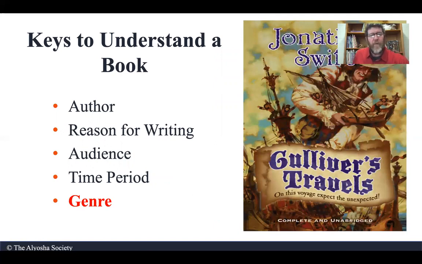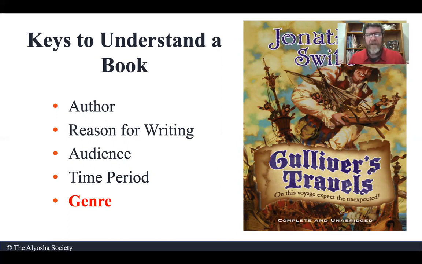So we've dealt with time period. We've dealt with audience a little bit. We've dealt with who Jonathan Swift was. Let's talk about genre now. Genre, and you know what that word means, right? Kind or type, or you might even use the word style.